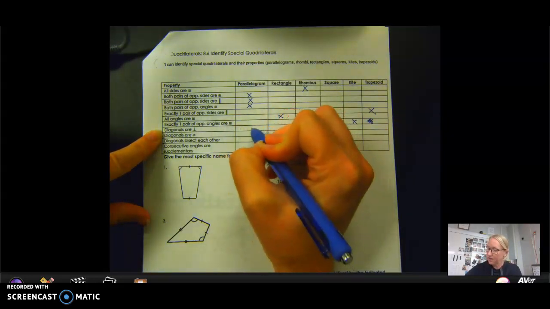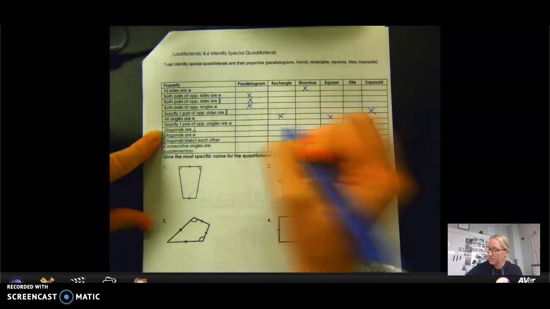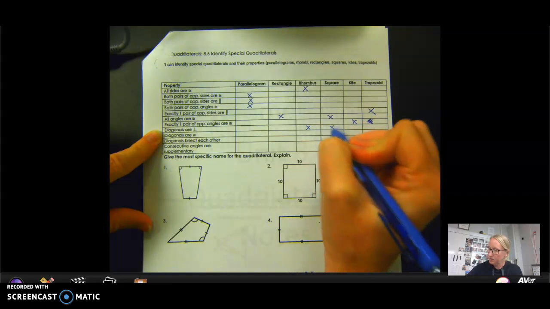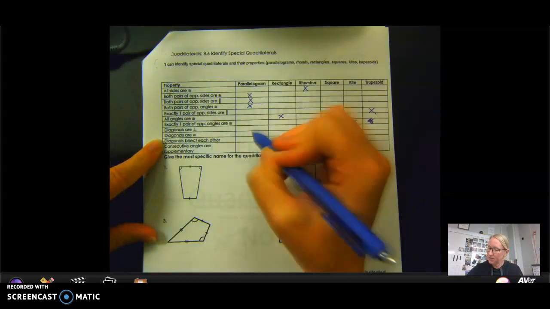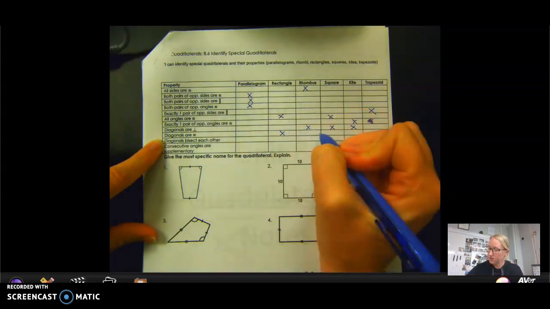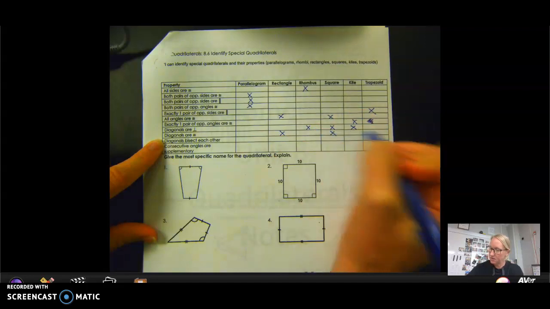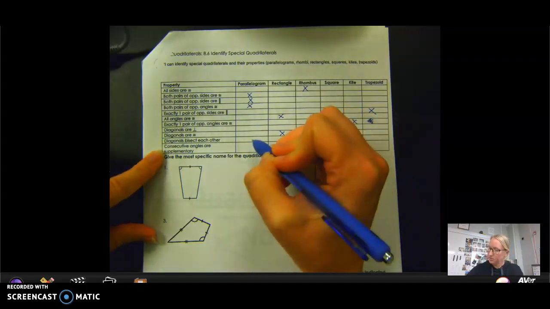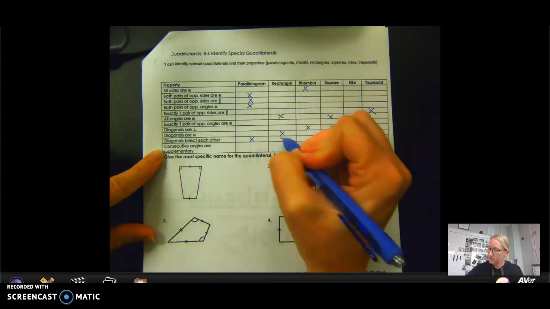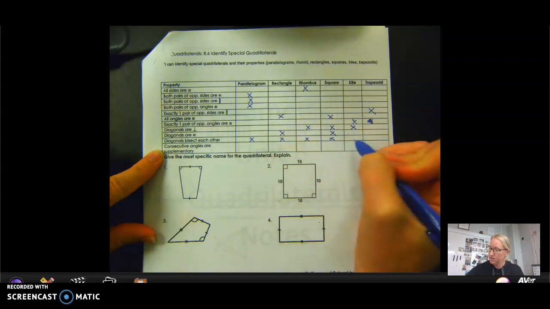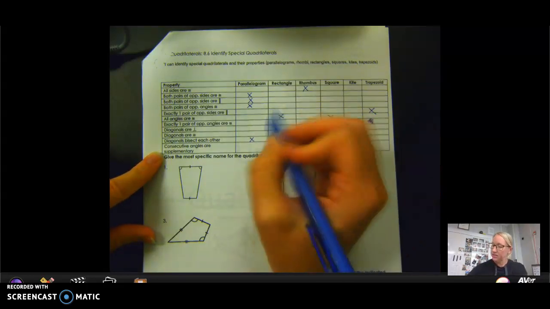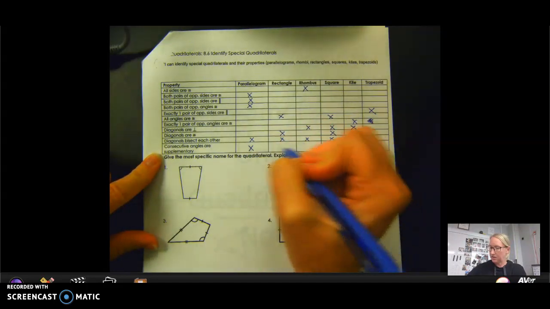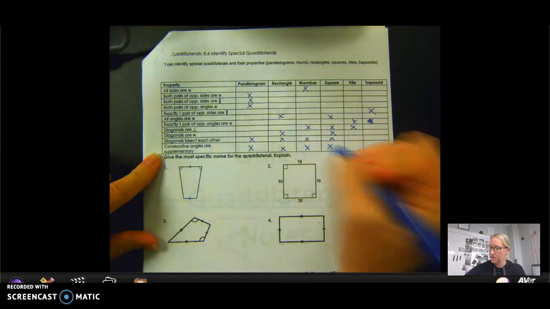Diagonals are perpendicular, not on a parallelogram, they don't have to be. Not on a rectangle. On a rhombus they will be, and on a square they will be. And a kite they will be. Diagonals are congruent. Parallelograms, diagonals don't have to be. Rectangles do. Rhombi no. Square, yes. Kite, no. Trapezoid, no. Diagonals bisect each other, yes on a parallelogram, so yes on a rectangle, so yes on a rhombus, so yes on a square, no on a kite. One of your diagonals does bisect the other, but not both. And trapezoid, no.